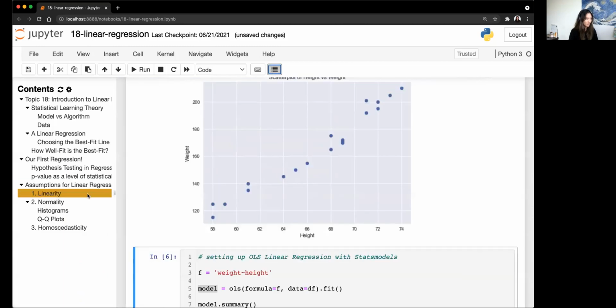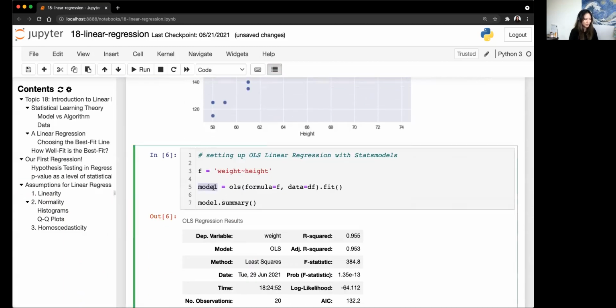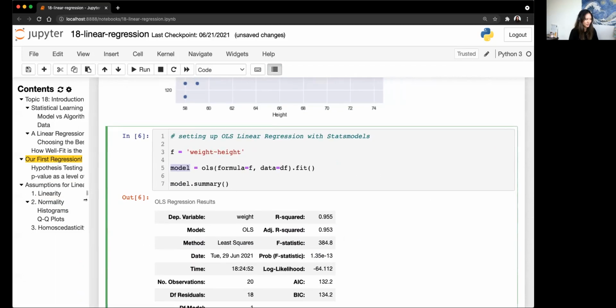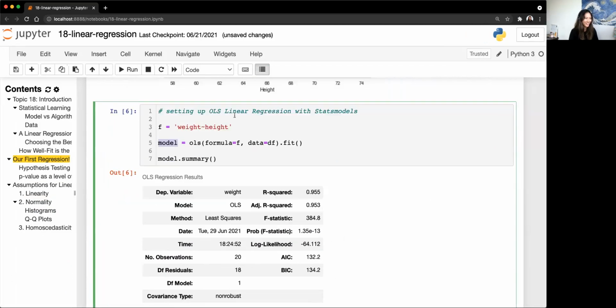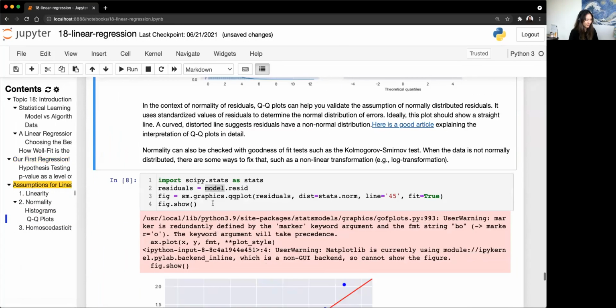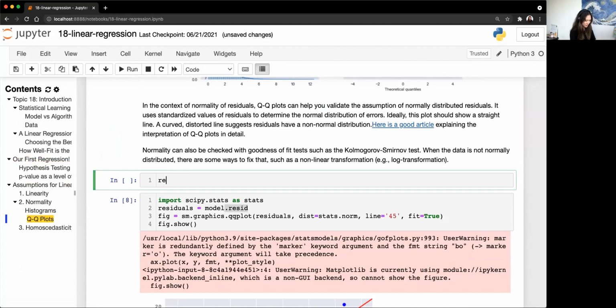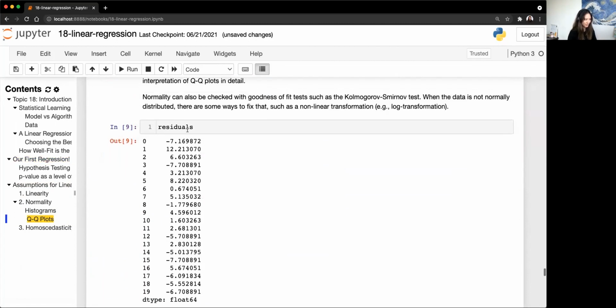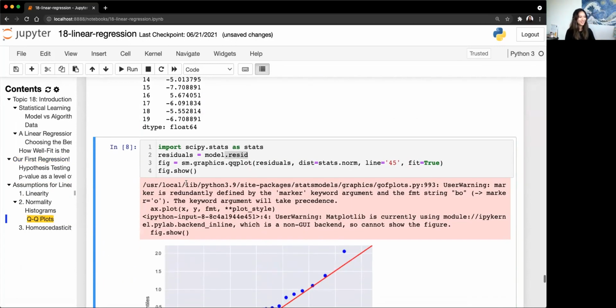Let me bring back my table of contents. So our model is what we fit from here. Let me just resize this real quick. Models from here. We got our residuals from here, and actually by output residuals, it is basically an array of how off each point was from the line. And then we can do this as a QQ plot.